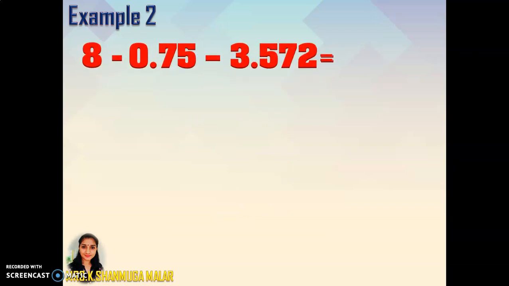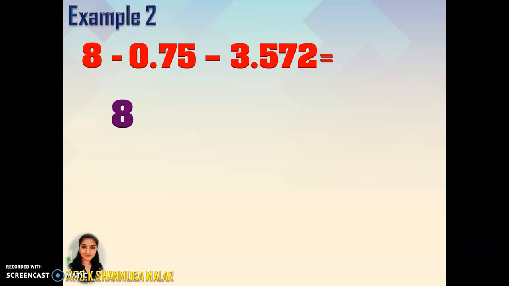Next, example 2. The question is 8 minus 0.75 minus 3.572. Here we have 3 numbers. So we can't do all the numbers together. We must solve it one by one.